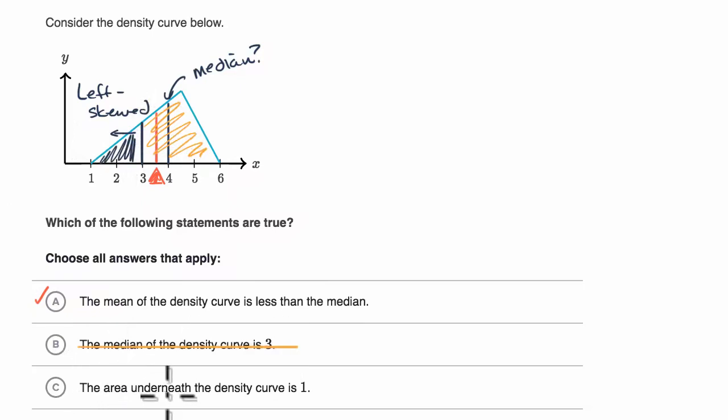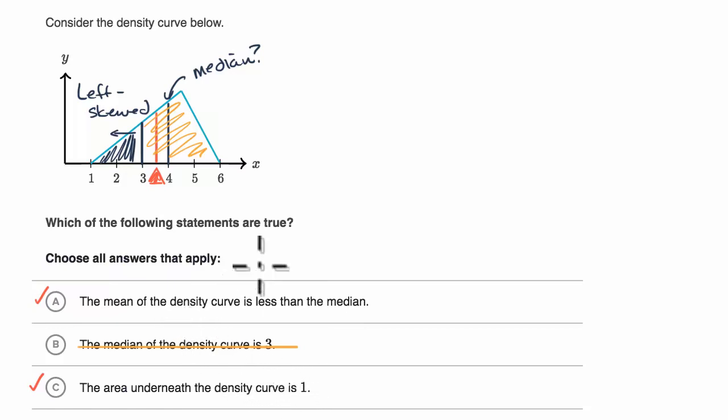The area underneath the density curve is 1. Pause this video. Is that true? Yes, this is true. The area underneath any density curve is going to be 1. If we look at the total area under the curve, it's always going to be 1. So we answered this question.